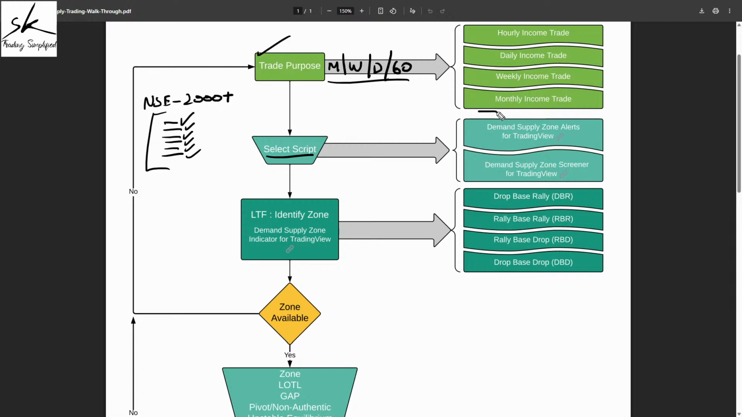So that is where we have 2 custom built tools. One is called the demand supply zone alerts and the other one is called the demand supply zone screener. Now both these tools are purely based on demand supply trading methodology.